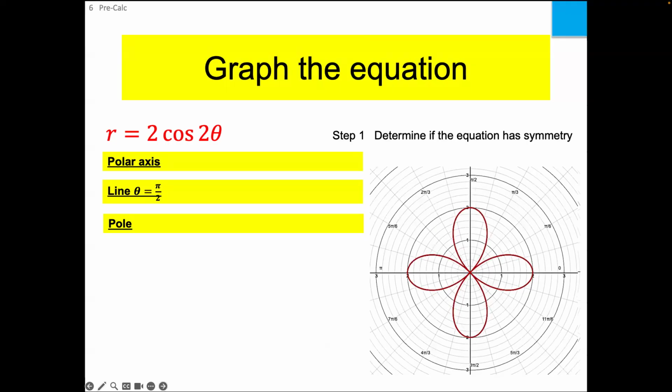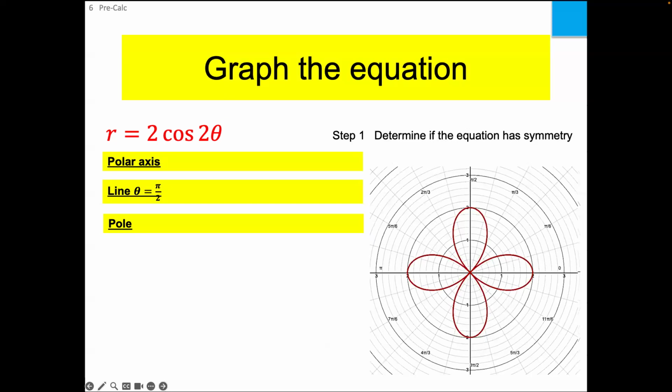What do you do for symmetry with respect to the pole? Turn it to the side, 180 degrees. So flip this 180 degrees. Watch me. I just did it. Because it's all the same. It's the same. Now, that's not always the case, but in this case, it is.